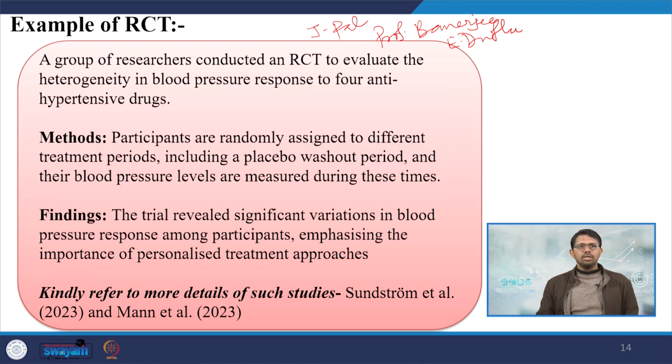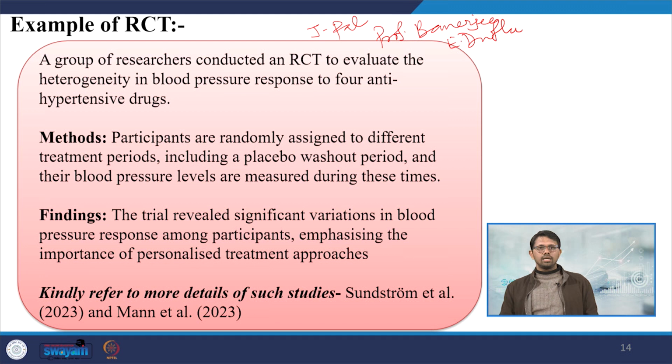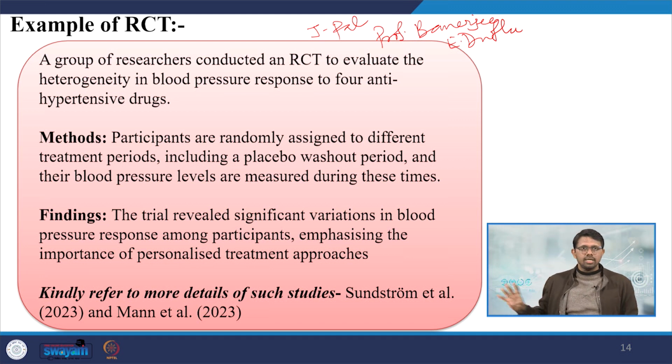As an example, a group of researchers conducted an RCT to evaluate the heterogeneity in blood pressure response to four antihypertensive drugs. The method they took is that participants are randomly assigned to different treatment periods, including a placebo washout period, and their blood pressure levels are measured during these times.